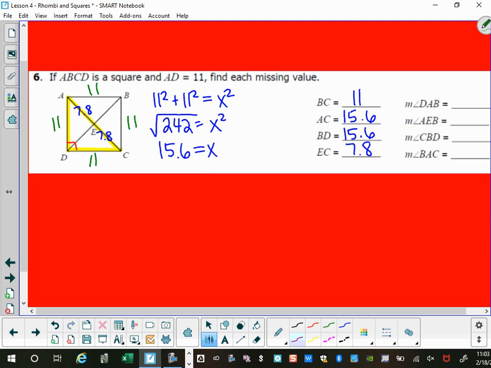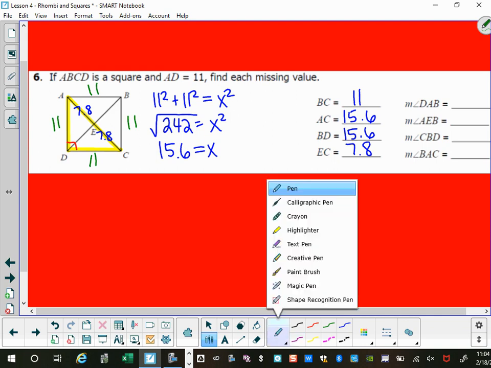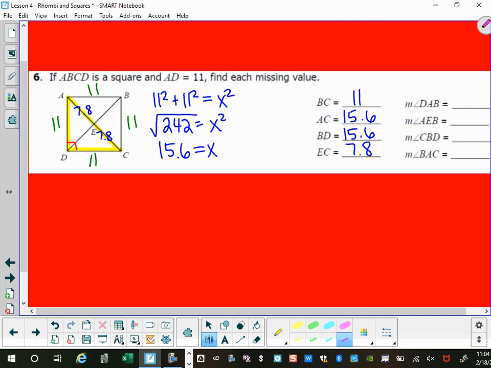All right, so we already said that we know that each corner of a square is a right angle. So that means it's equal to 90 degrees, right? Let's fill in each measurement. What is the measurement of DAB? DAB, what does that corner measure? 90. That should be 90 degrees. Good.